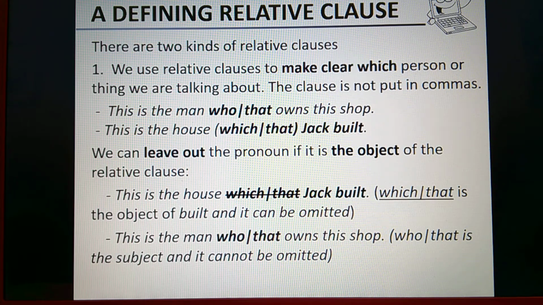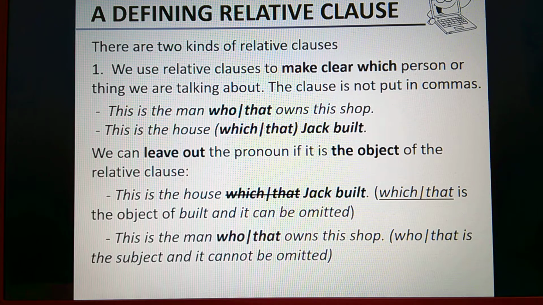There are two kinds of relative clauses. One of them is a defining relative clause. It is used to make clear which person or thing we are talking about. The clause is not put in commas. This is the man who owns this shop. This is the house which Jack built.